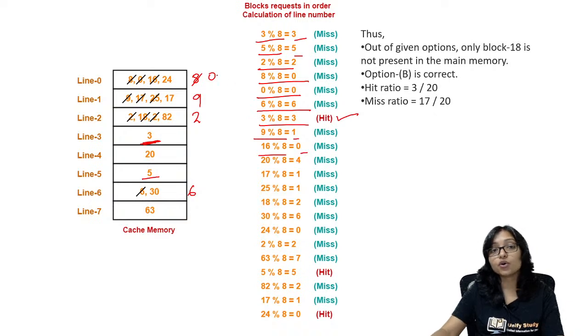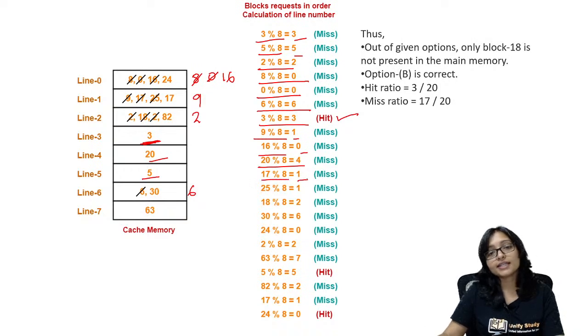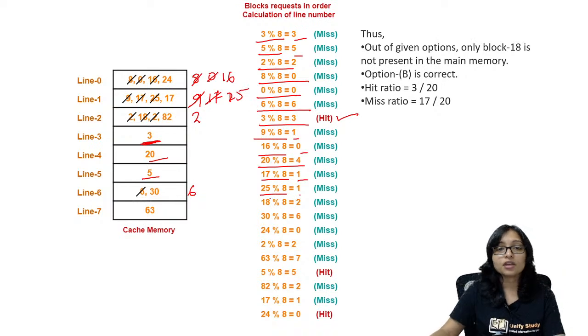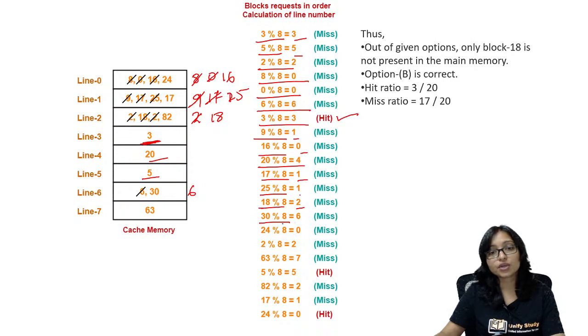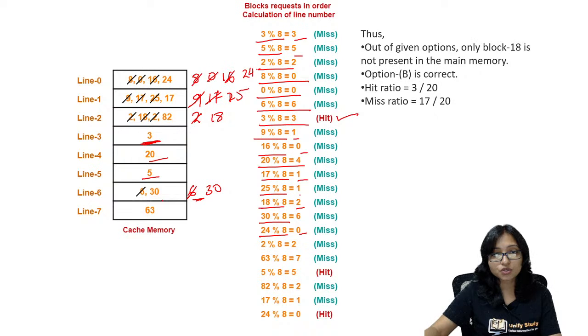16 mod 8, again 0, I will replace with 16 now. 20 mod 8 is 4, so 20 will come here. 17 mod 8 is 1, so here it is 9, now I will replace it with 17. 25 mod 8 is 1, so again I will replace the 17 with 25. Then 18 mod 8 is 2. So 18 mod 8 means here 2 will be replaced with 18. 30 mod 8 gives 6. So here 6 is there already, it was in this place, so I will replace it with 30. And 24 mod 8 is 0. So here again it will be replaced with 24.